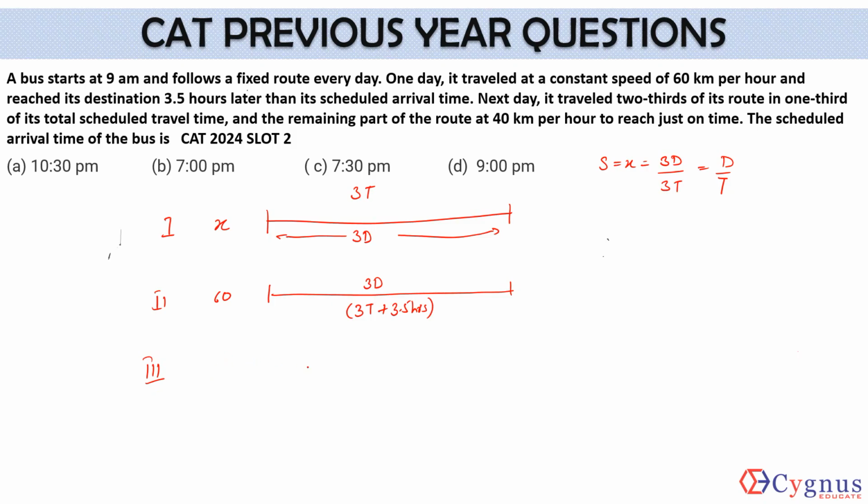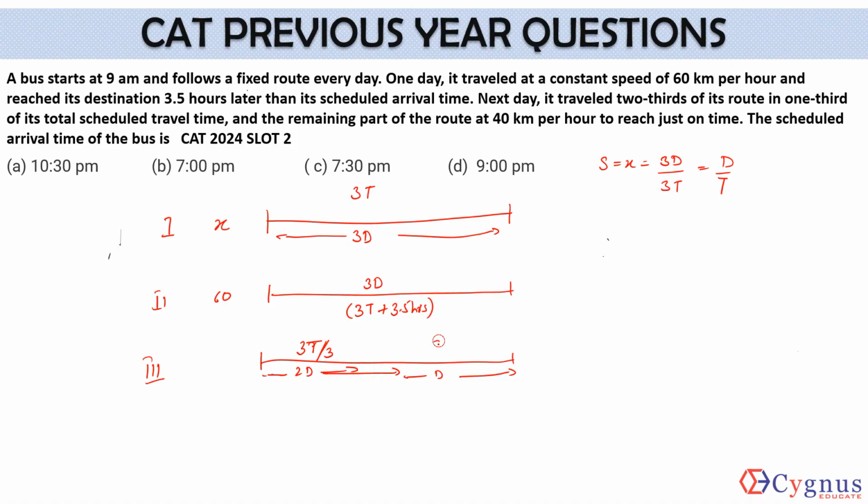Next day, it traveled two-thirds of its route. So what's two-thirds of 3d? It's 2d. He traveled 2d distance, and the remaining is d. He traveled 2d distance in one-third of the total scheduled travel time. Scheduled time was 3t, so one-third of 3t would be t.